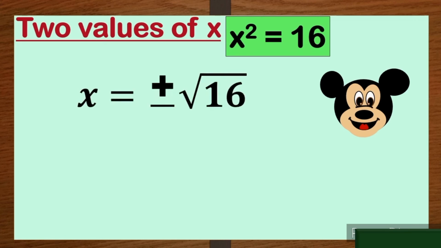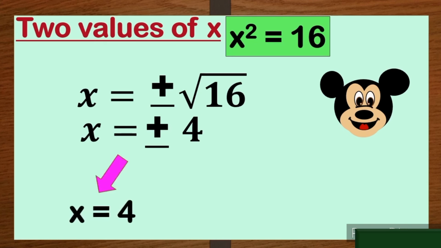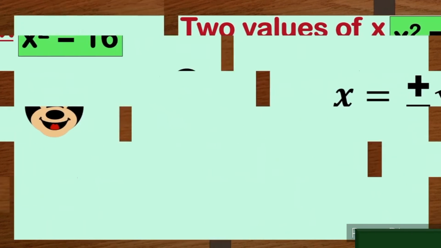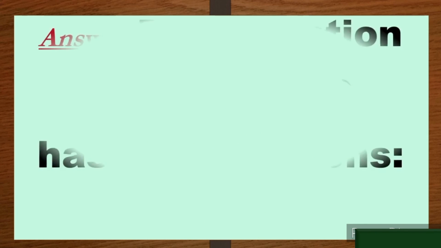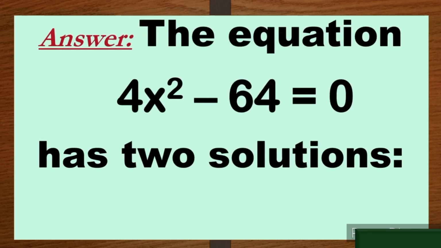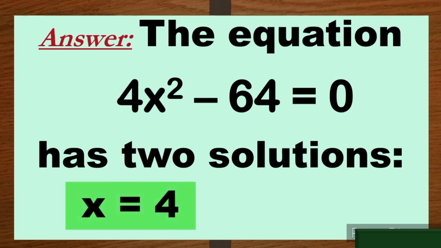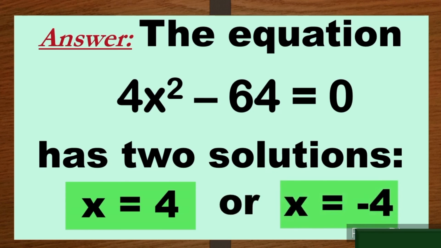Therefore, x equals plus or minus the square root of 16. The square root of 16 is 4, so x equals plus or minus 4. The two values of x are x equals 4 and x equals negative 4. Now, the answer: the equation 4x² − 64 = 0 has two solutions, and they are x equals 4 or x equals negative 4.